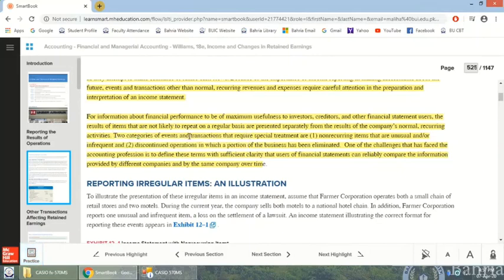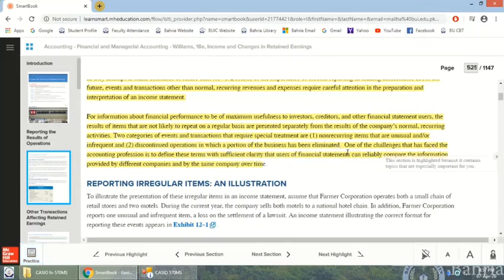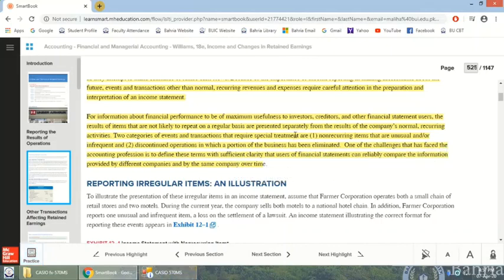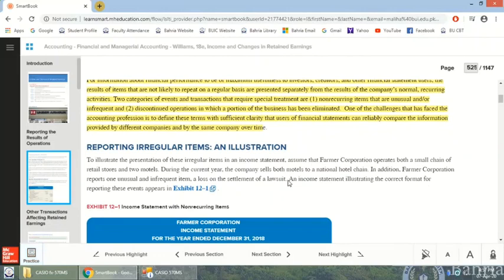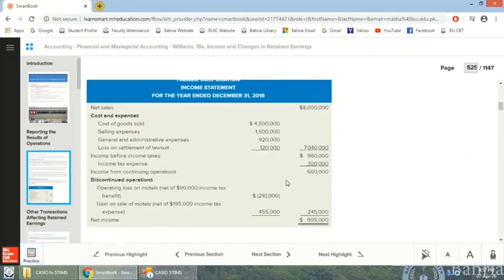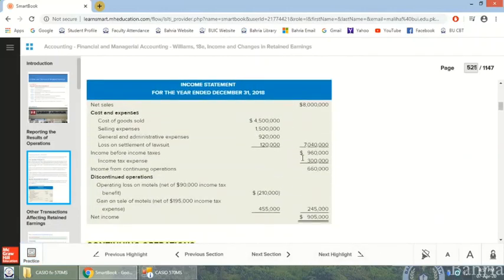So the other is discontinued operations, and they are totally different from each other, and they have to be estimated separately. One of the challenges that has faced the profession is to define these terms, and I have explained to you with sufficient clarity. And this is to simply see that you have sales. You have to first of all compute through the regular process. You have an income statement. This is a regular income statement because you have sales and you have cost of goods sold.